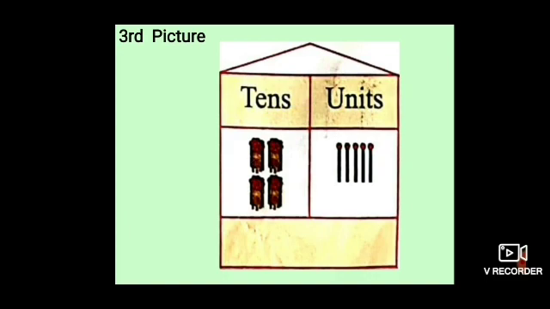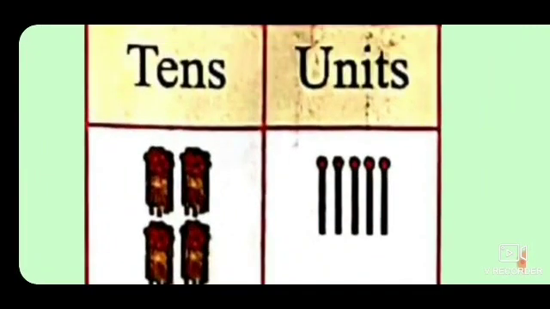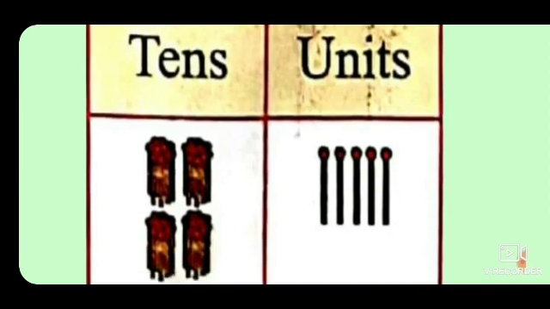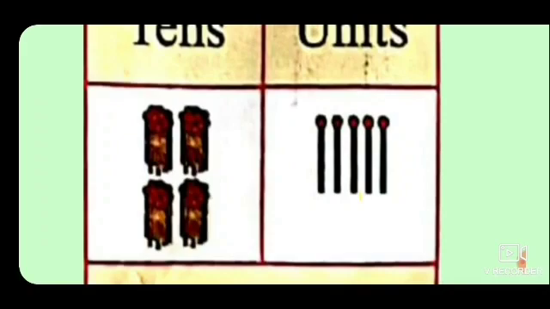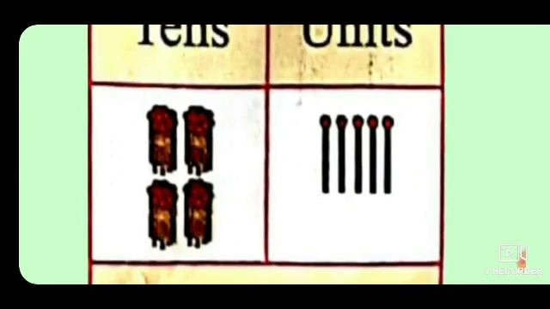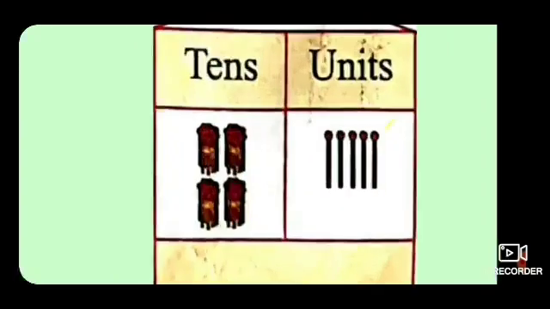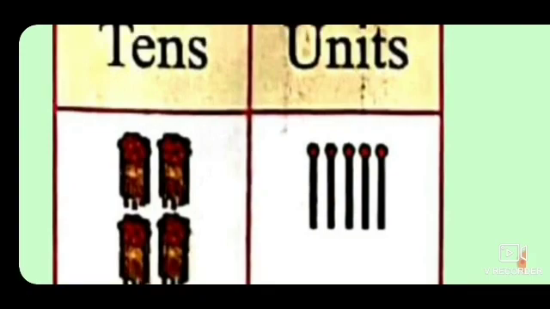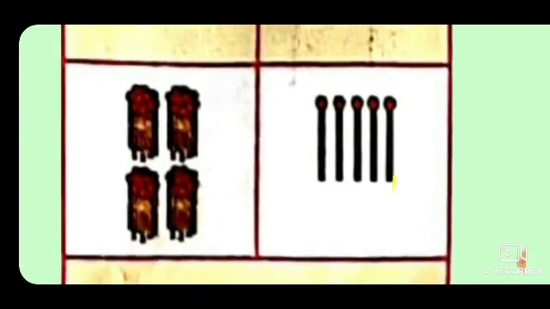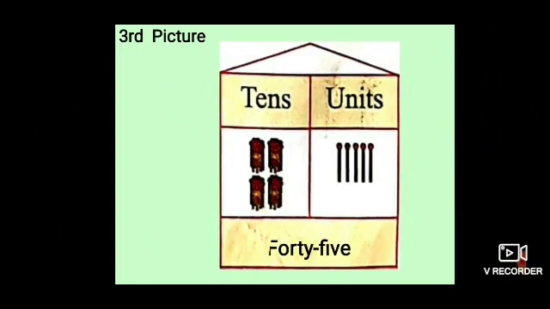Third picture. Now let's see how many bundles of sticks are there in the tens place. 1, 2, 3, 4. 4 bundles. So 4 tens are there. 4 tens mean 40. Let's count in units. How many sticks are there in units? 1, 2, 3, 4, 5. 40 plus 5, 41, 42, 43, 44, 45. So FORTY-FIVE. 45 you will write in words.